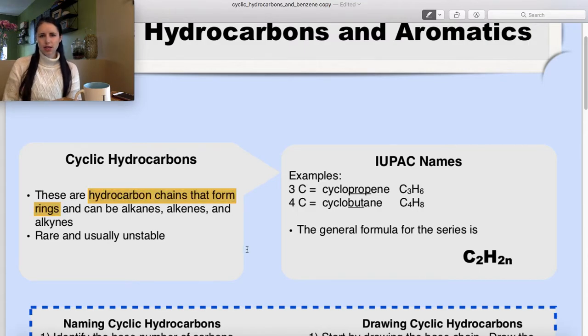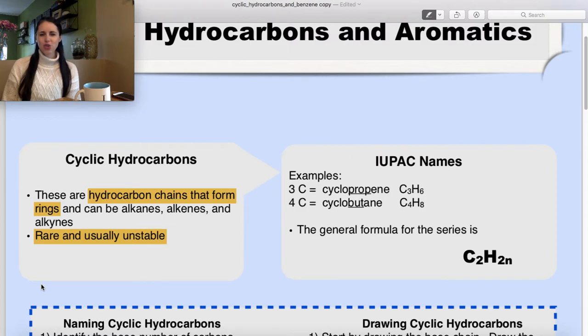You can have cyclic hydrocarbons for alkanes, also enes and ynes. Just know that all cyclic hydrocarbons tend to be rare and are usually unstable. So while we're really going to focus on them today, the amount of time that we spend on them is really disproportionate compared to how much you find them in nature.